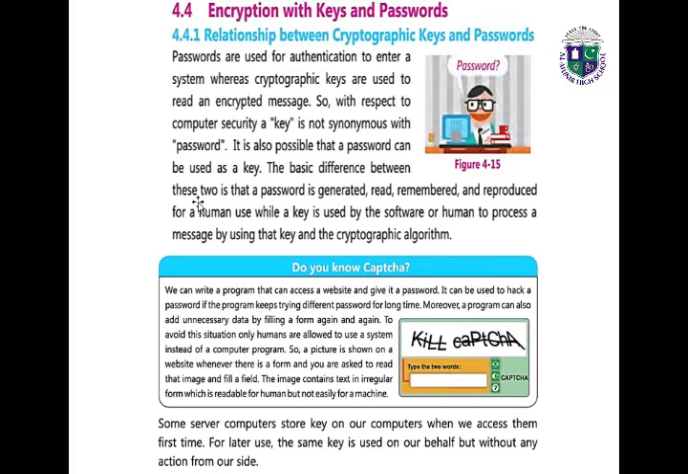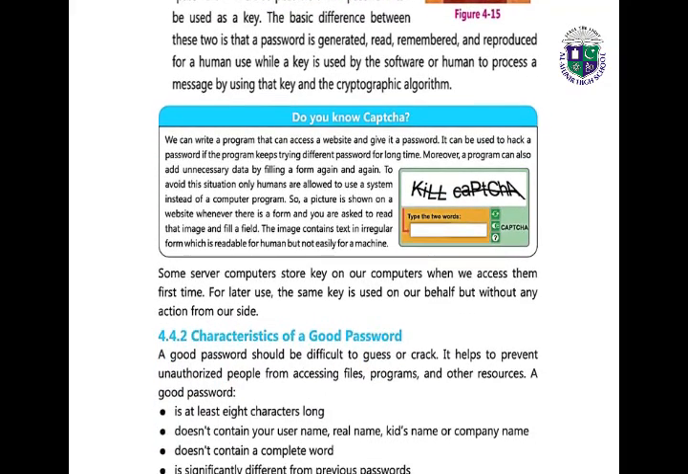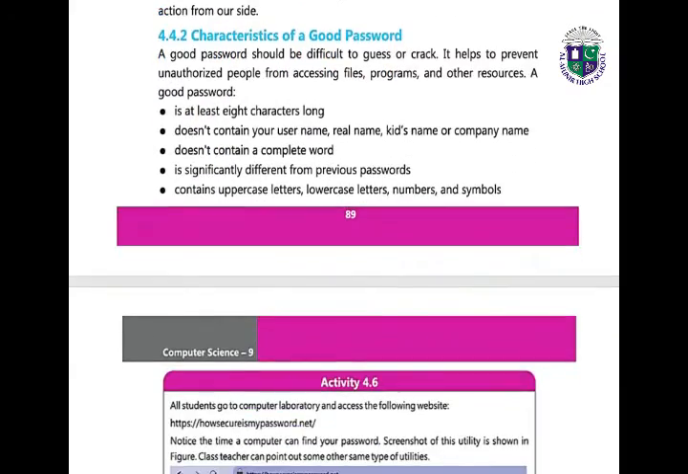The basic difference between these two is that a password is generated, read, remembered and reproduced for human use, while a key is used by the software or human to process a message together with the cryptographic algorithm. What are the characteristics of a good password?